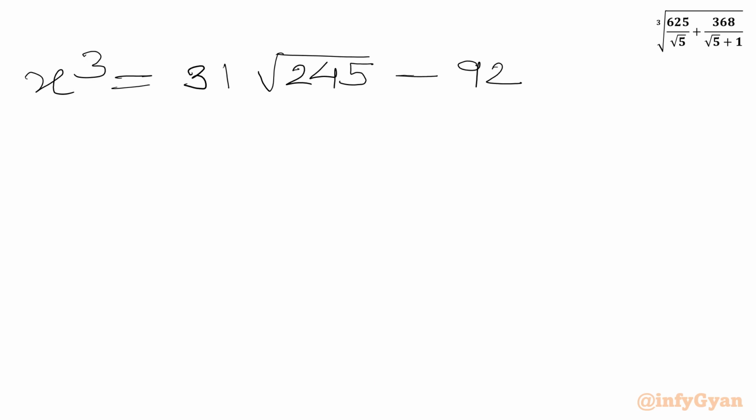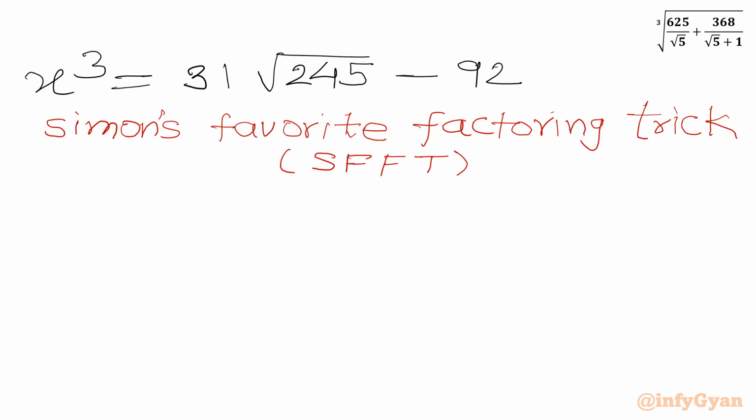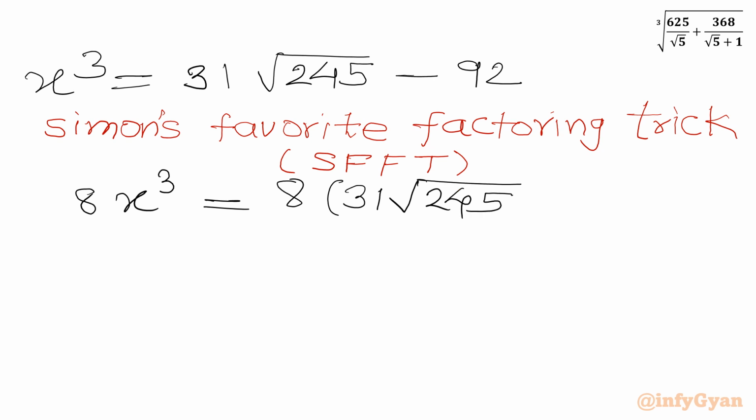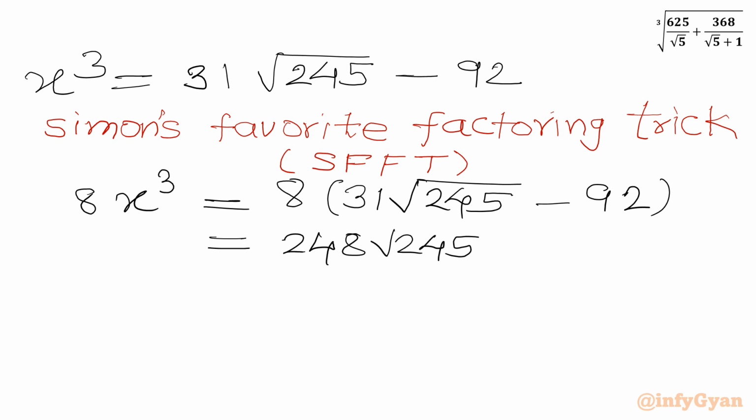Now we will use Simon's favorite factoring trick. So here we will multiply both sides with 8 first. So I can write 8x cube will be equal to 8 times 31 square root 245 minus 92. So on the RHS we can write 8 times 31, it will be equal to 248, times the square root 245. 8 times 92 will be 736.